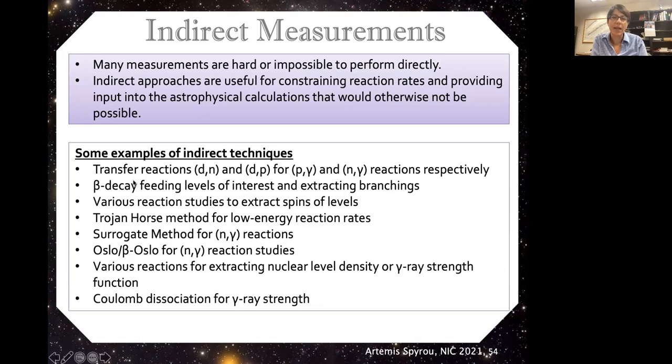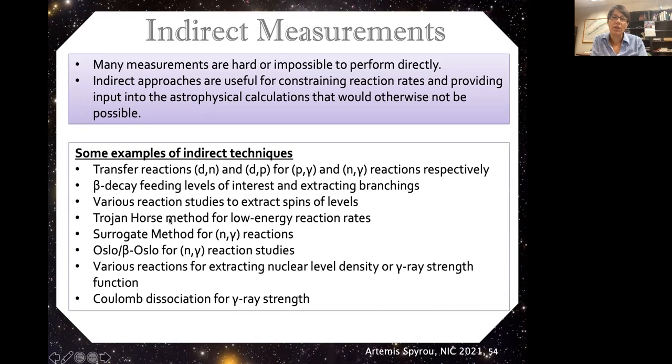We can use beta decay to feed various levels of interest, and then we can get branchings. For example, just see the competition between gamma ray and alpha emission, or gamma ray and proton emission, or just the different gamma rays emitted. So you can get information about that. You can also get information about the spin this way. And also you can use various reactions to get information about spins.